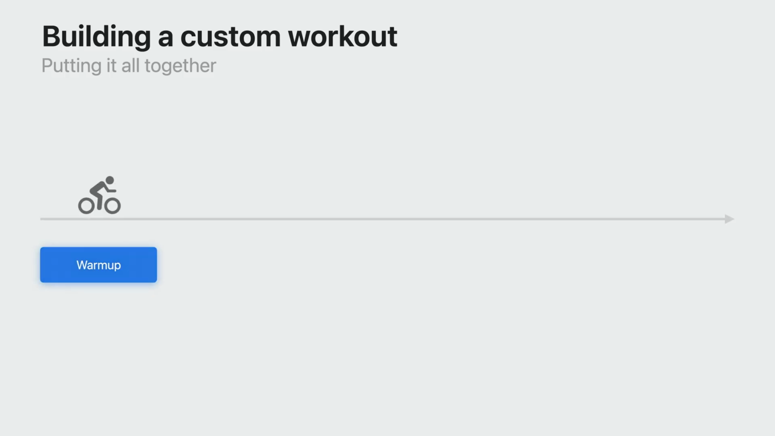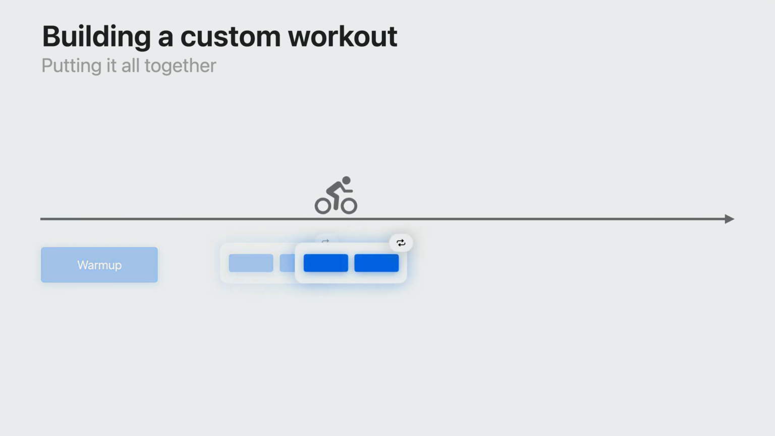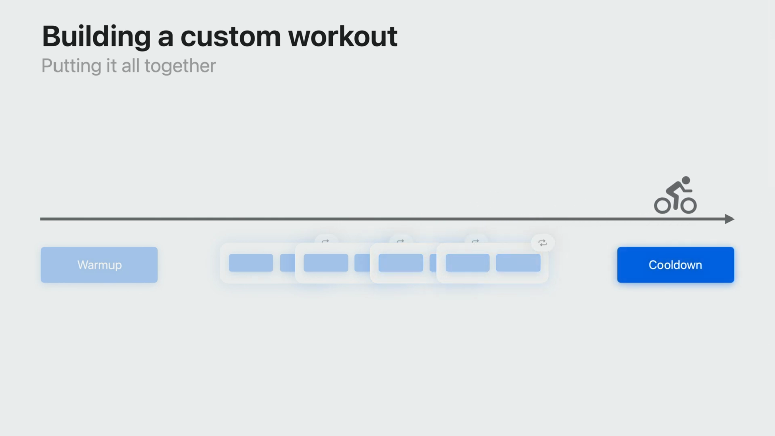With steps and blocks, you are able to construct a complete custom workout. Again, at the very beginning, we have a warm-up step. Then, a series of repeatable blocks containing work and recovery steps, where we spend the majority of our time in the workout. And finally, a cooldown step at the end. Now, I'll hand it over to my colleague Abhiraj to show you how to build your own custom workout with WorkoutKit.